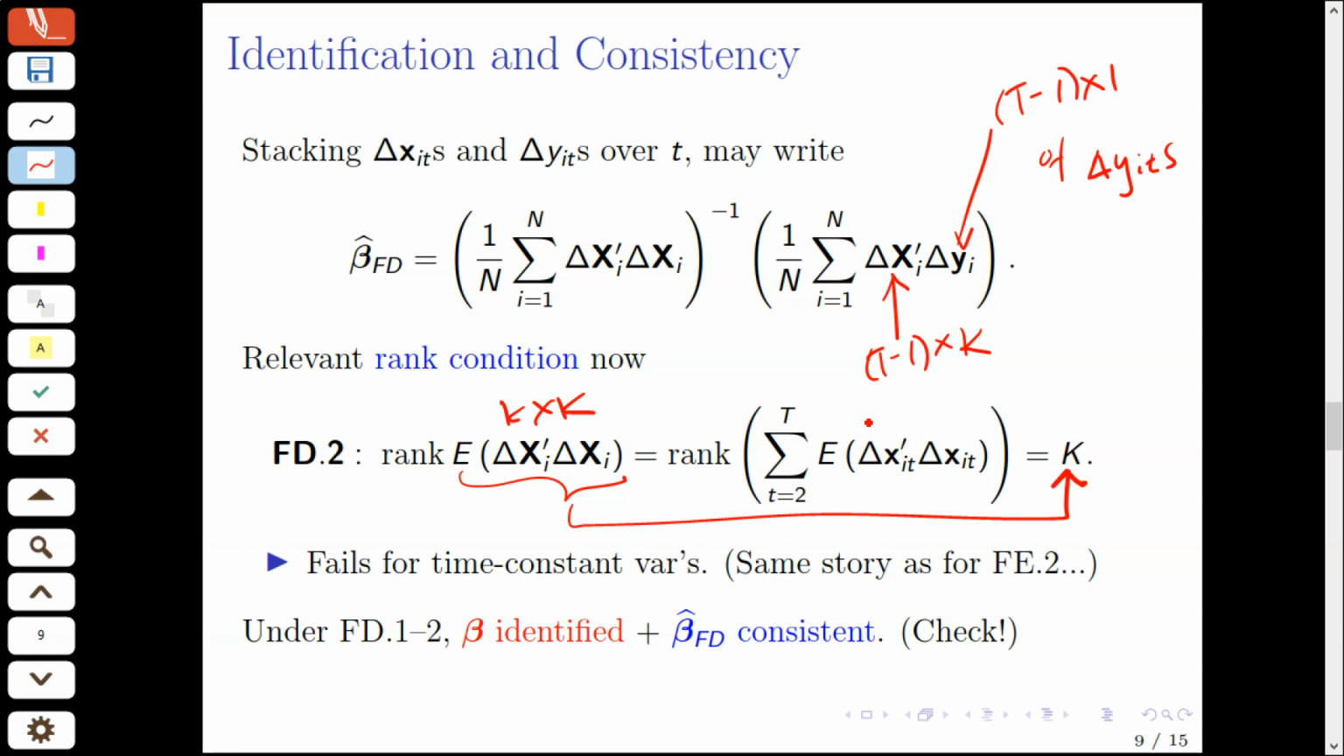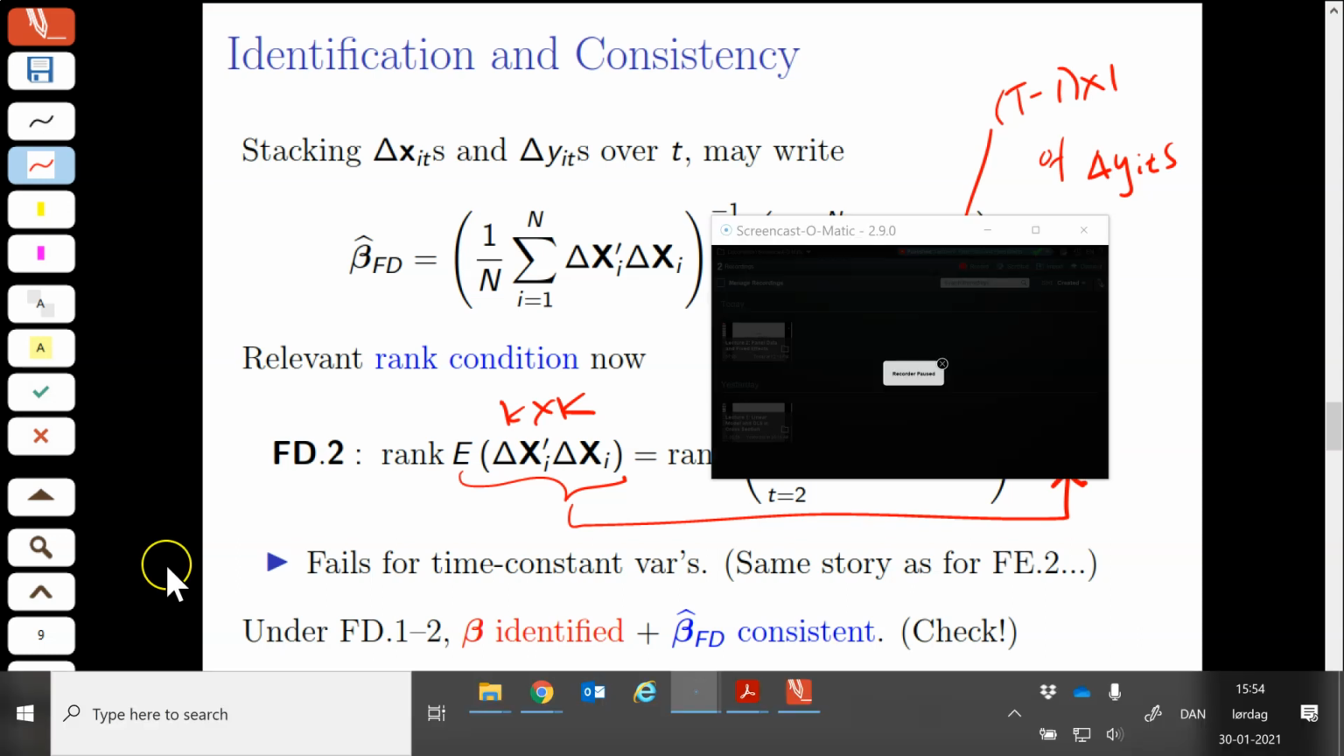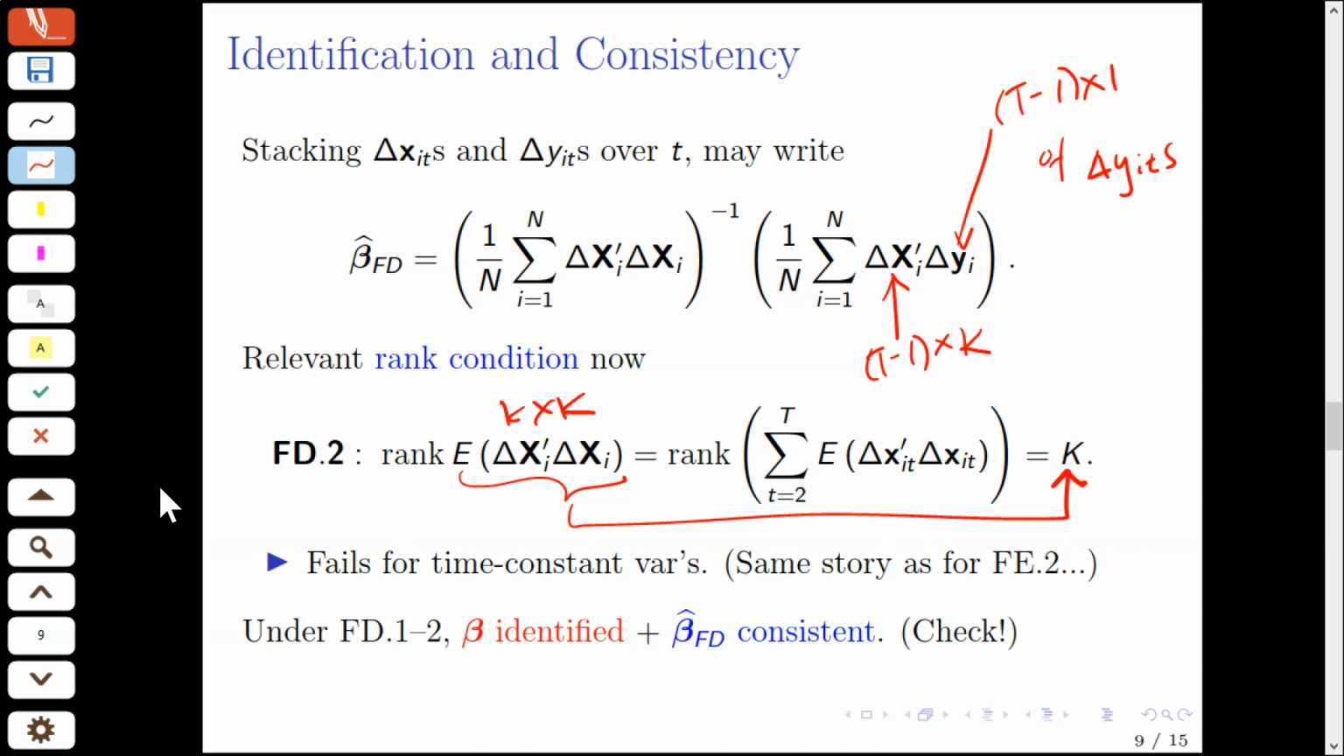Now, since we're computing differences, this condition is bound to fail whenever xit contains one or more time constant variables. For example, xit cannot contain an intercept, nor can it contain variables such as gender or ethnic origin, that is, ethnicity.